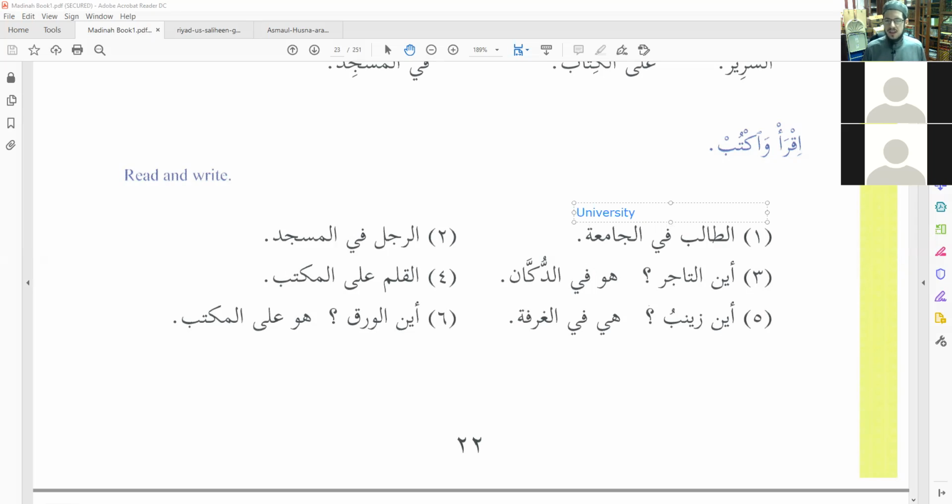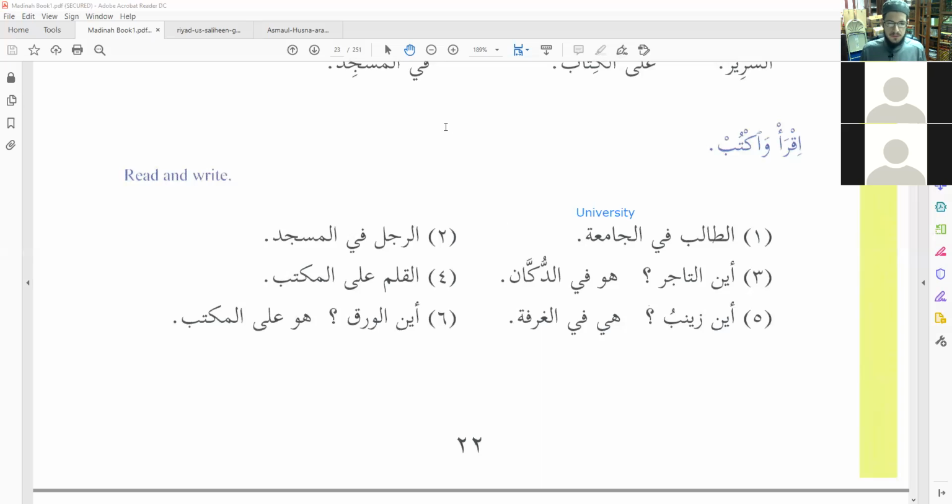Very good. The student is in the university. Excellent. And notice how we said it has to be jami'ati instead of jami'atin because of the alif lam. Alif lam is like a seesaw with a tanween at the end. Either you have alif lam or you have tanween. We have alif lam right here, so there's no tanween. Excellent. Number 2, someone else from the Shahada family.